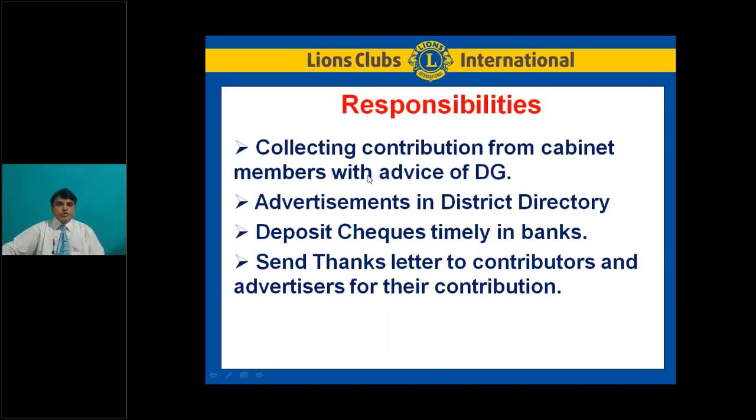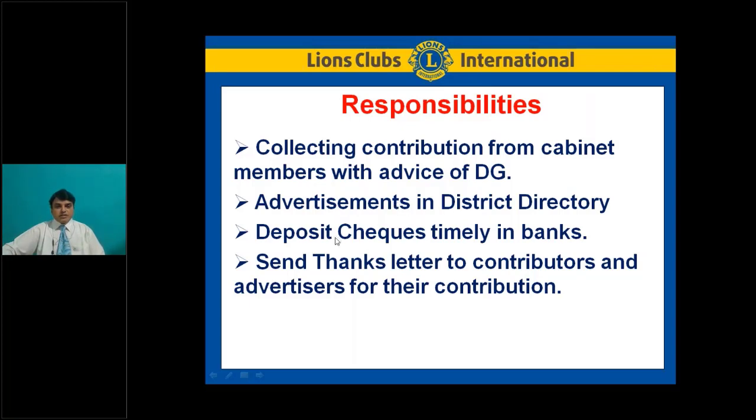And coming to other responsibilities, you are going to collect contributions from cabinet members with the advice of the district governor. Unless advised, you should not reach out to any cabinet member or anybody to collect any contributions. Only with the approval and consent of the district governor should you collect the contribution. And coming to advertisements, nowadays every district is printing a district directory.